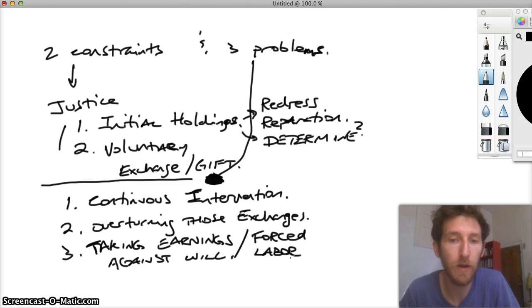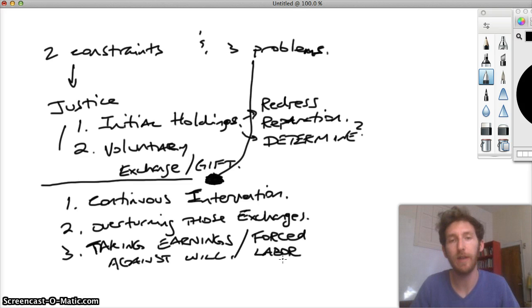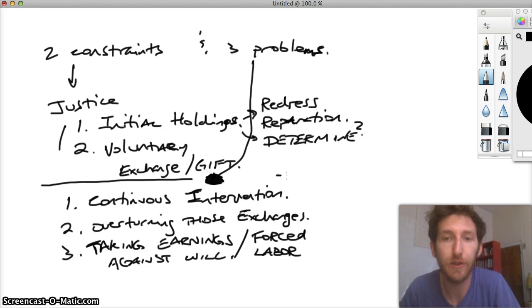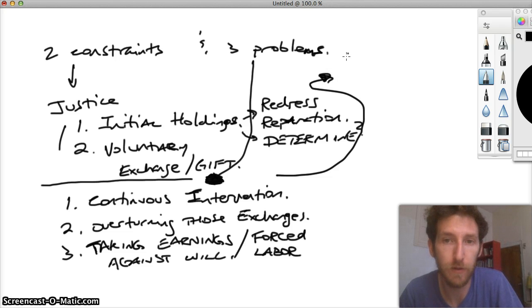Because what you've done now is stake a claim in somebody else's property, in somebody else's own person even. And suggesting that forced labor or slavery is okay is just to say that you are violating, this is Nozick's view, a right to self-ownership.